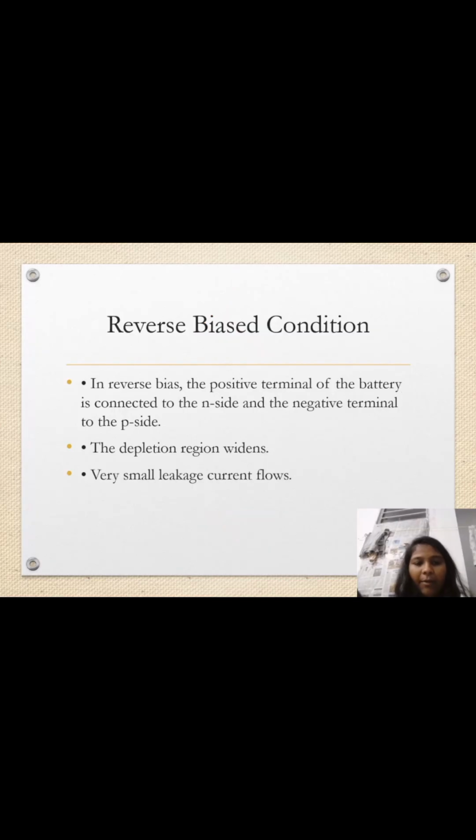Next, we will see the reverse bias condition. This reverse bias condition is totally opposite to forward bias condition. In reverse bias, the positive terminal is connected to the N side and the negative terminal is connected to the P side. We already said this is fully opposite to forward bias. And the depletion region is widened. In forward bias the depletion region is narrow.